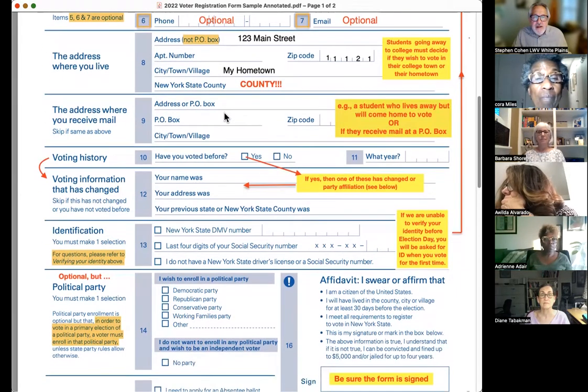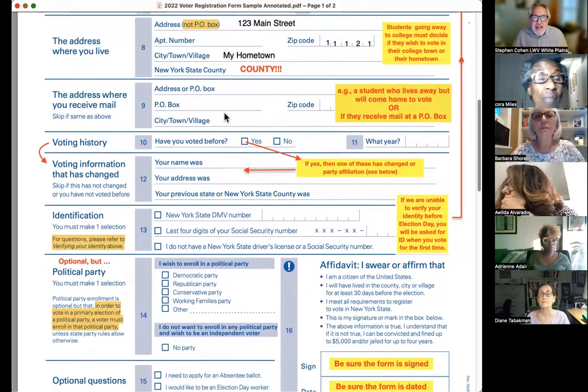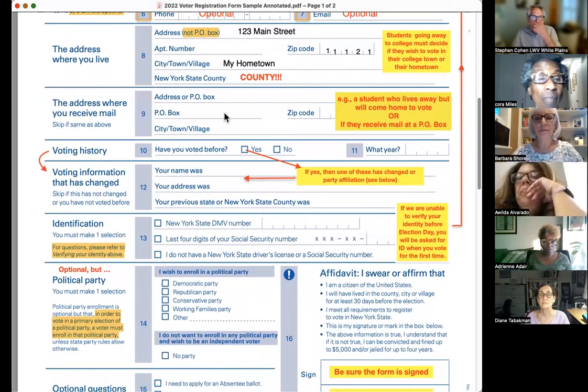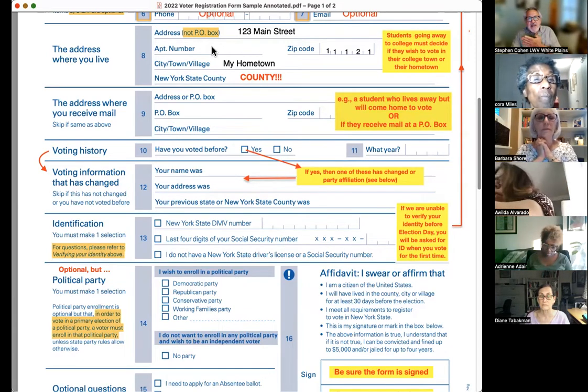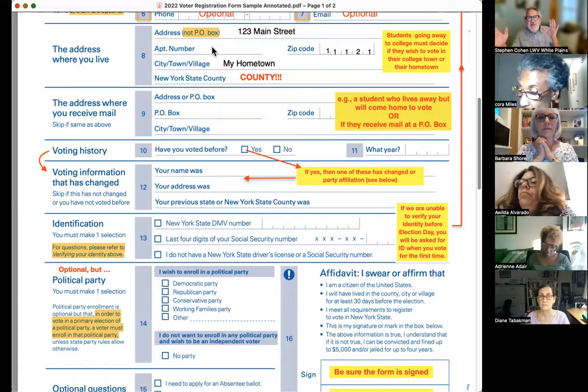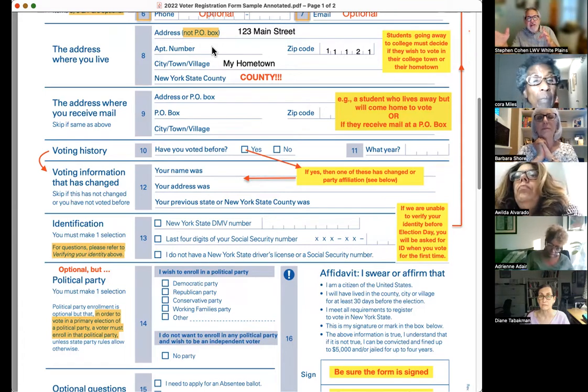So moving on, the address where you live. Okay, so this is the home address, and I will point out that if individuals collect their emails at something like a postal box, then they shouldn't be entering that here. The place where they go home to sleep is the address they should enter here.